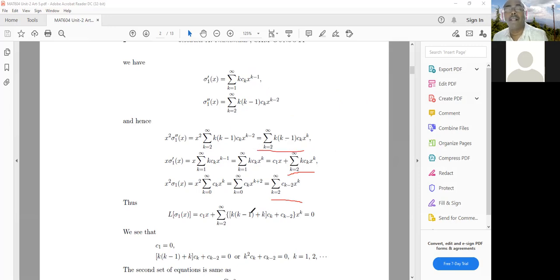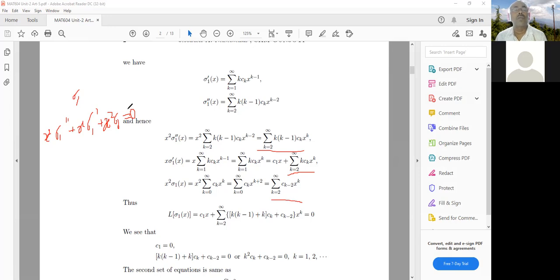So let us consider this Bessel's equation. Here we have to prove that this sigma 1 is a solution. Therefore, we should have this equation: x square sigma 1 double dash plus x into sigma 1 single dash plus x square into sigma 1 is equal to 0. So this is when sigma 1 will be a solution of the Bessel's equation.